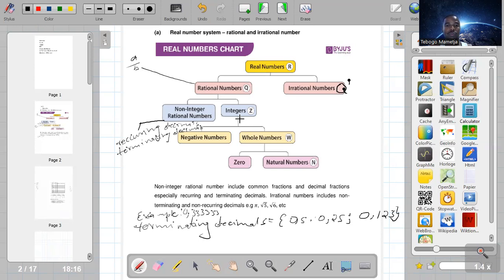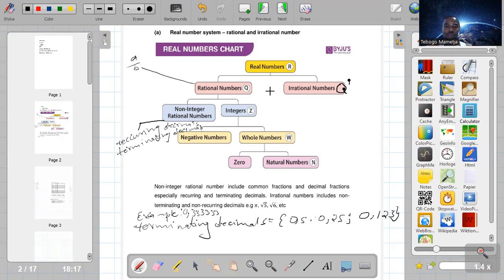They also include non-integer rational numbers. So non-integer rational numbers, in a way, are referring to decimals, such as recurring decimals and terminating decimals. So I hope that it's understood. If you look at the statement there, they say non-integer rational numbers include common fractions and decimal fractions, especially recurring and terminating decimals.